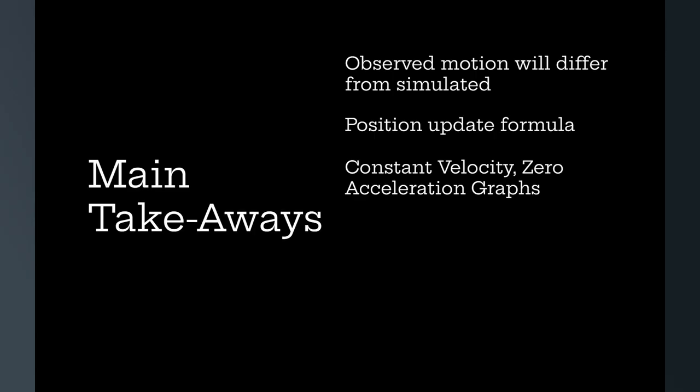So the main takeaway is that the observed motion will differ from simulated because Fnet is not equal to 0, and the position update formula will help us out in finding the average velocity and the velocity that we need to encode. And then we'll be looking at constant velocity and zero acceleration graphs, and it should look like a straight line and a constant slope on the position over time graphs.